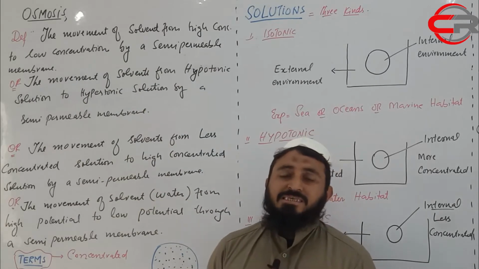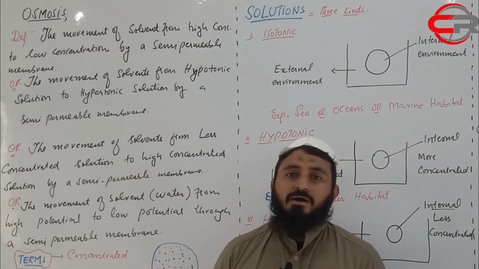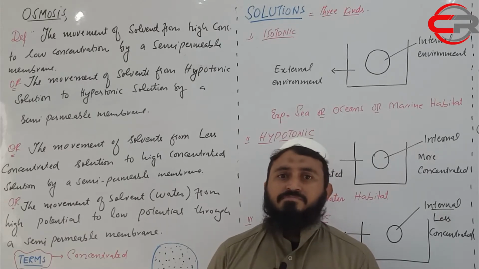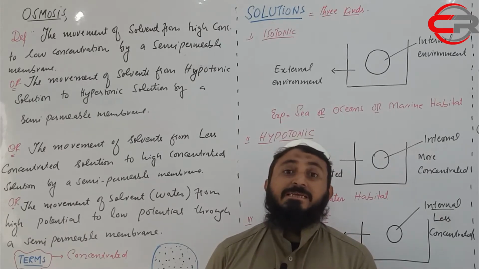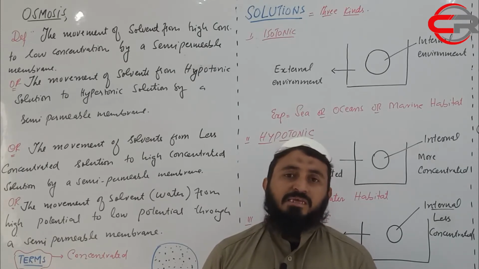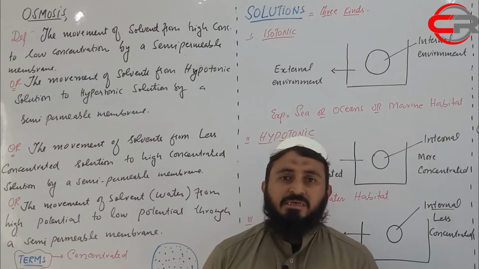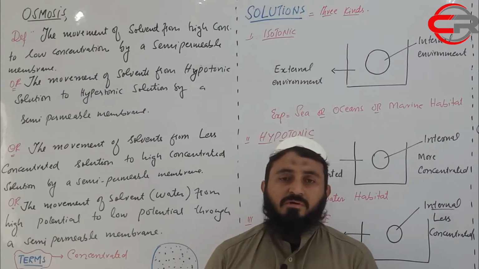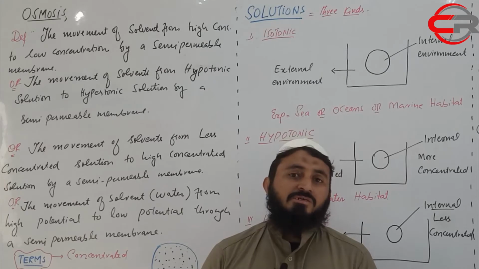membrane. A semi-permeable membrane is just like a plasma membrane or cell membrane. It is semi-permeable, meaning that it can pass certain substances. For example, it passes water. For example, it can pass the gases, but it cannot pass large-sized particles. For example, large proteins, large glucose, large carbohydrates, and certain nucleic acids.